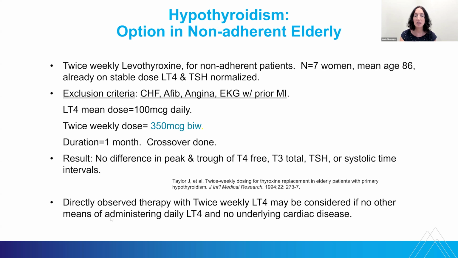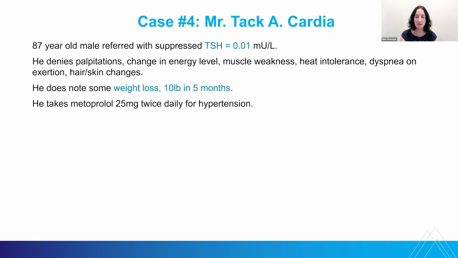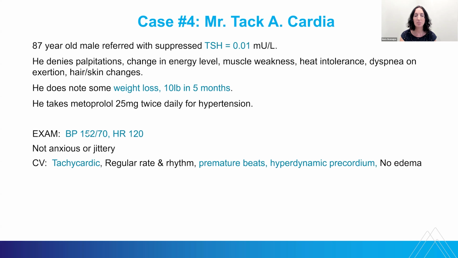in these patients. The case number 4, so 87-year-old man with a suppressed TSH of 0.01. He denies palpitations, change in energy, muscle weakness, heat intolerance, dyspnea, hair or skin changes. He has some weight loss of about 10 pounds in 5 months. He takes metoprolol for high blood pressure. So his blood pressure is elevated, 152/70. His heart rate is elevated. He doesn't seem anxious or jittery on exam.